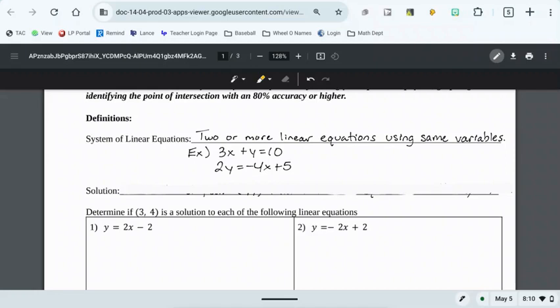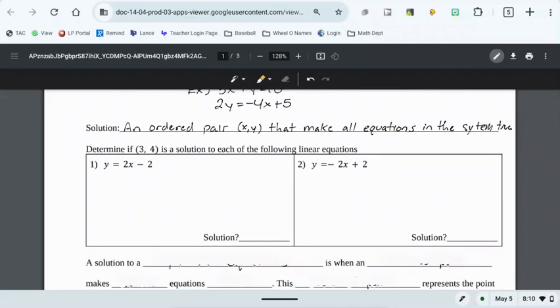Now we're going to move into talking about solutions and then eventually how to solve these systems of equations. So this should be a recap here. A solution is an ordered pair, x, y, in coordinate form with our parentheses, that makes all equations in the system true. If we plug in x and y, it should be true for both equations. Otherwise, it's not a solution to the system. Let's recap real quick on how a solution works.